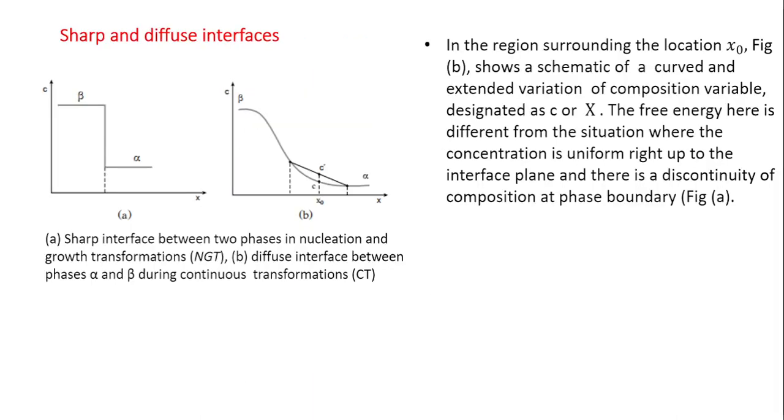Now, sharp and diffuse interfaces. In the region surrounding X0 in figure B, a schematic of a variation of a composition variable C or capital X is shown. The variation around X0 is typically a curve and it is extended. This curvature is extended over certain length.